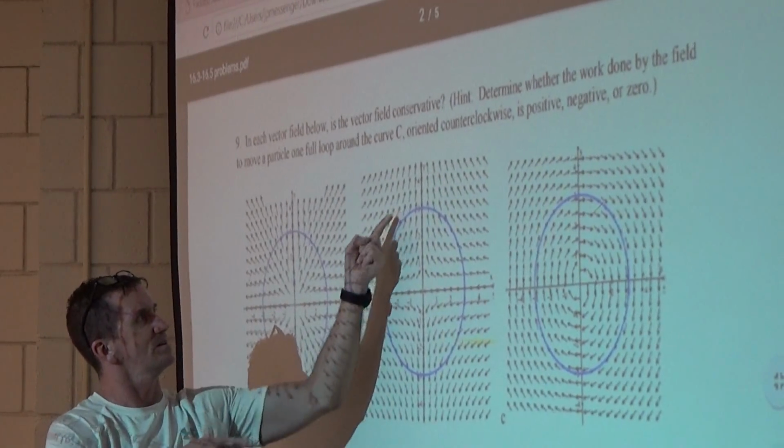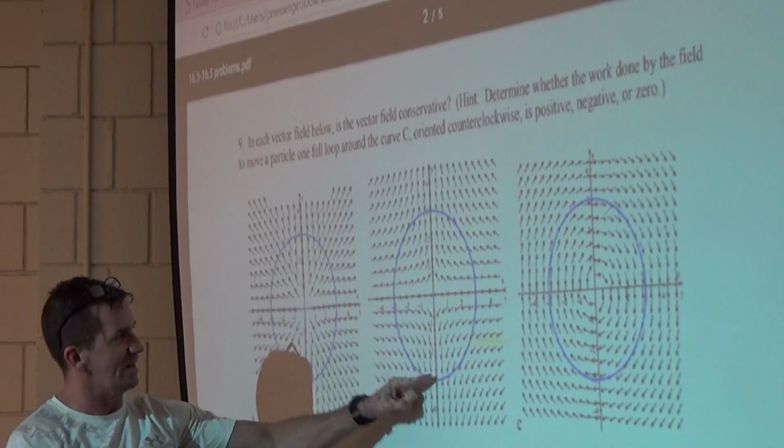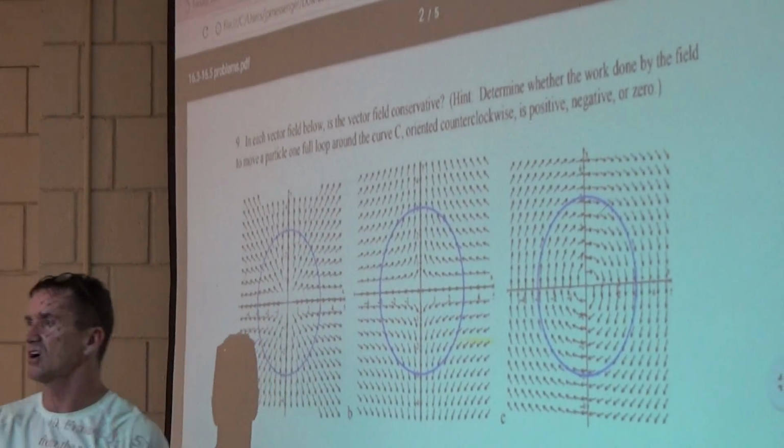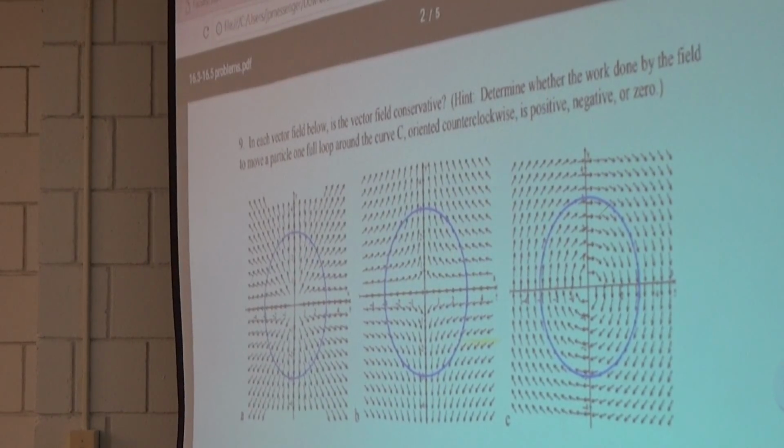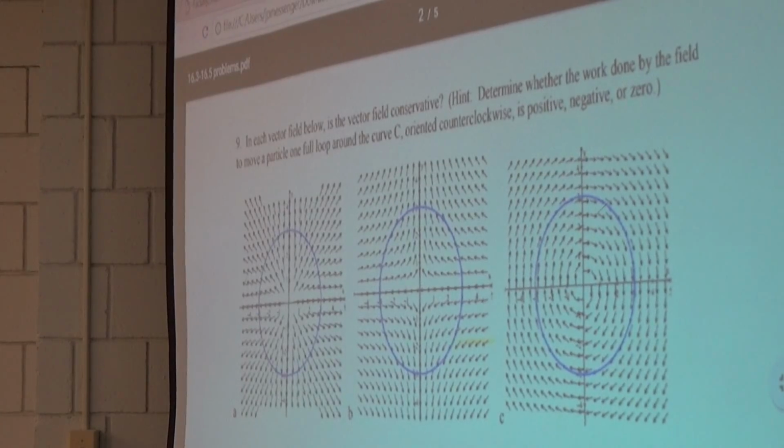Now these are going what? Opposite. Against it. These are going with it. Now these are going against it. What do you think? What's your hunch? Does that look conservative? Remember, all we'd have to do is have the vectors, almost in terms of symmetry. Half are going against and half are going with.